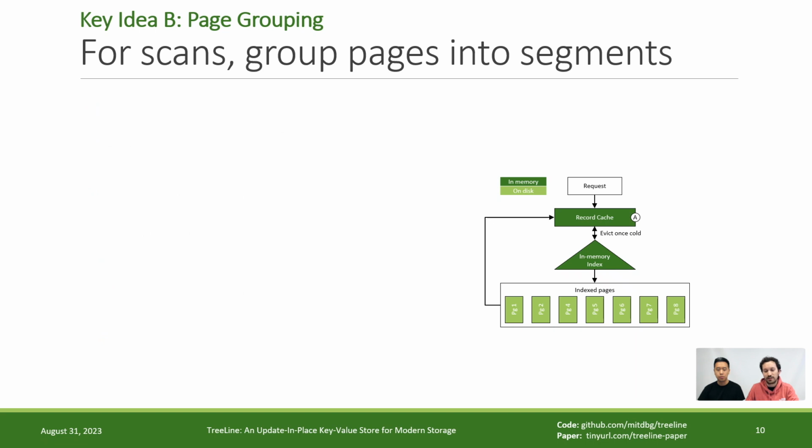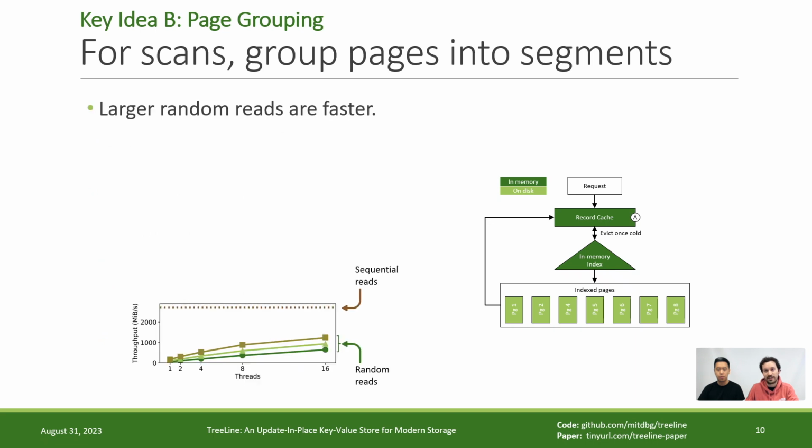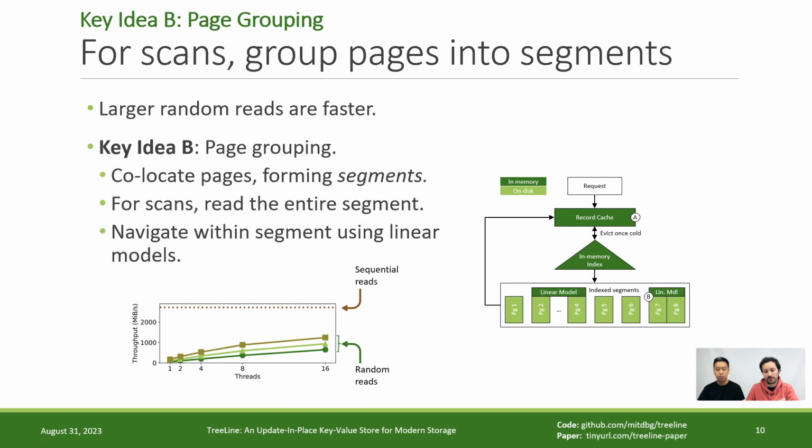As we saw earlier, bigger reads tend to be faster than smaller reads. When we're scanning a lot of data, we'd like to make the reads as big as possible. To achieve this, our second key idea is called page grouping. The idea is to collocate pages into larger segments, and then for scans, read the entire segment in at once. This lets you achieve a higher throughput on these SSDs. Still, when you're doing point requests, you can still access the individual pages by using linear models to navigate within the segment. So this way you get the best of both worlds in terms of page size.